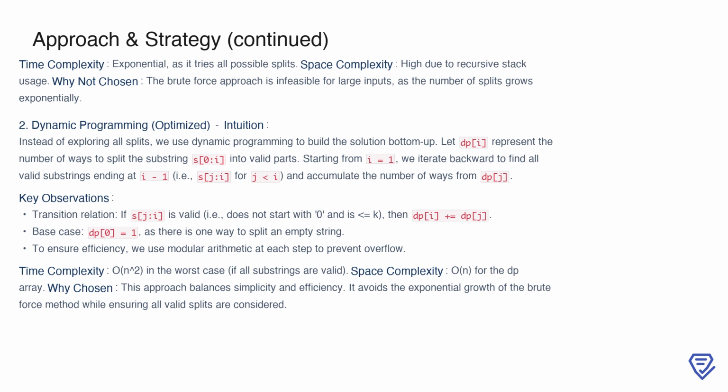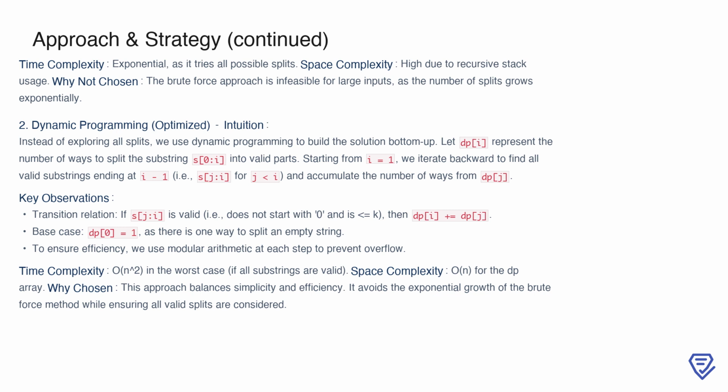To address these limitations, we turn to an optimized dynamic programming approach. The key idea here is to avoid exploring all splits explicitly by using a bottom-up strategy. We define dp[i] as the number of ways to split the substring s[0..i] into valid parts.